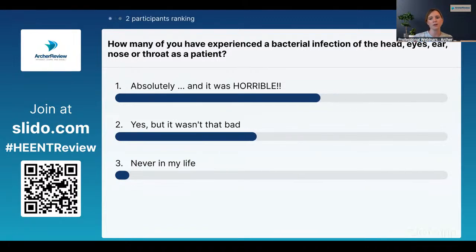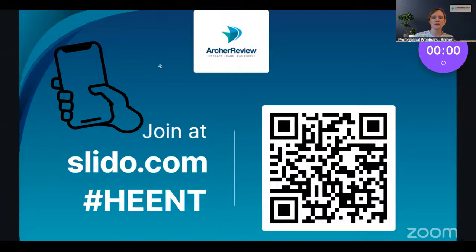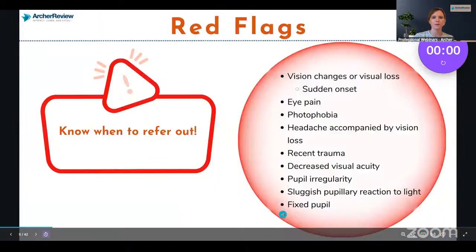I had my third baby not too long ago, and I had a horrible sinus infection, which is apparently fairly common in pregnancy just because of the increased blood flow and fluid in your body. So it was not fun at all. Okay, cool. So a lot of you can agree it is not fun. So we're doing okay with Slido. Let's see. Hopping on to the next one.